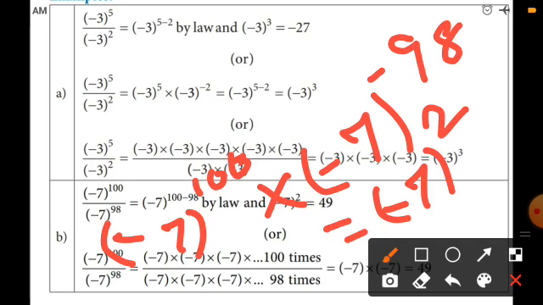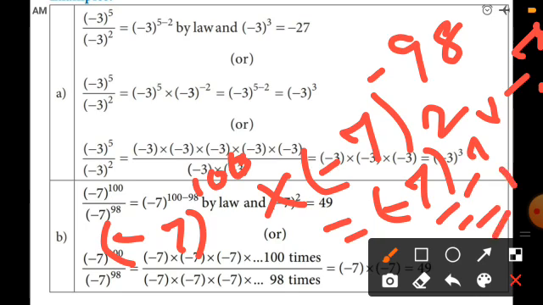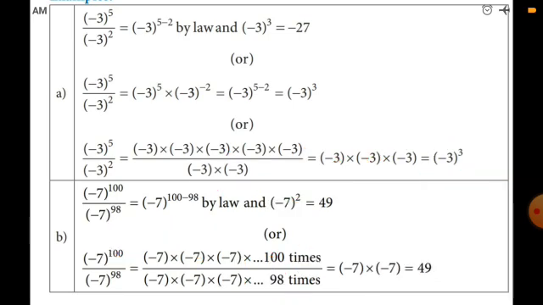Okay, next, (-7) power 2 is equal to (-7) into (-7), that is equal to, minus into minus is plus, 7 sevens are 49. Okay, answer is 49.